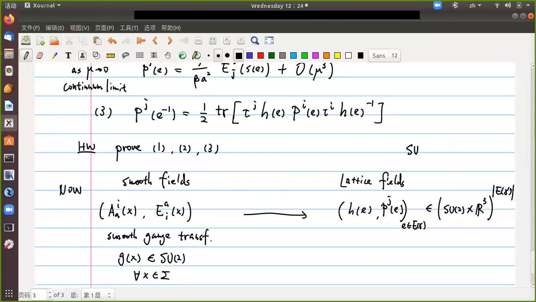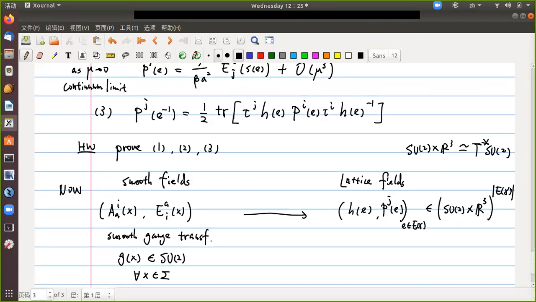So SU2 cross R3 is usually written as the so-called cotangent bundle of SU2. This is T star SU2. If you know something about fiber bundles, this is just one kind of fiber bundle. It's a fiber bundle for the covectors, for the dual vector. And usually a cotangent bundle relates to a phase space.